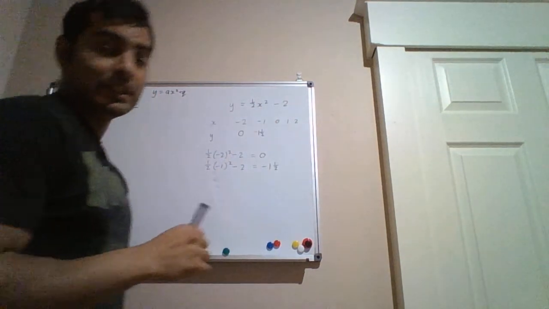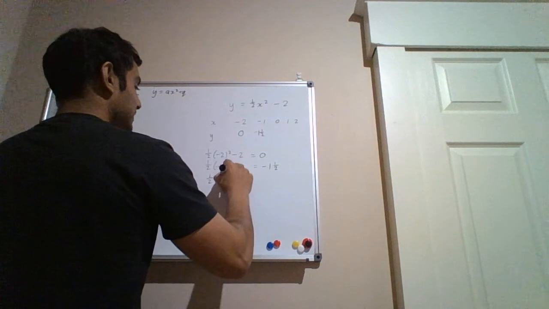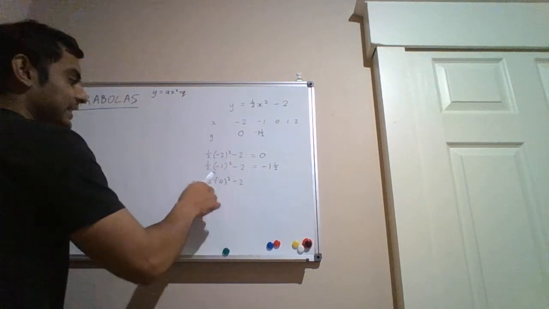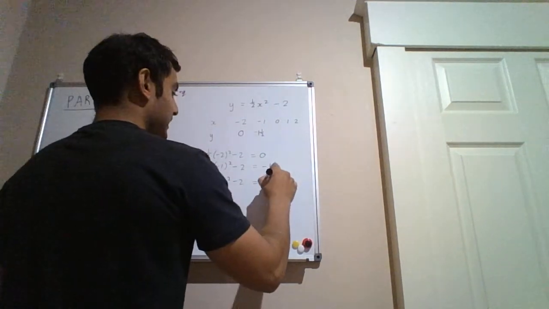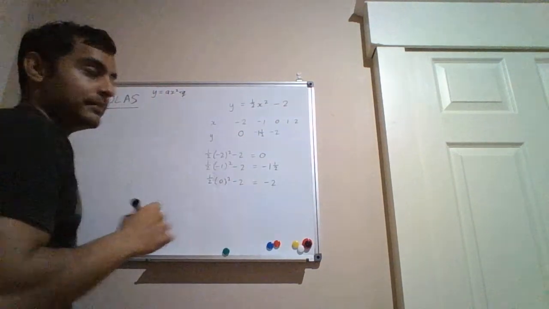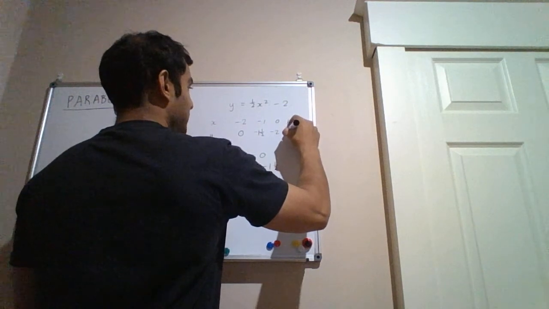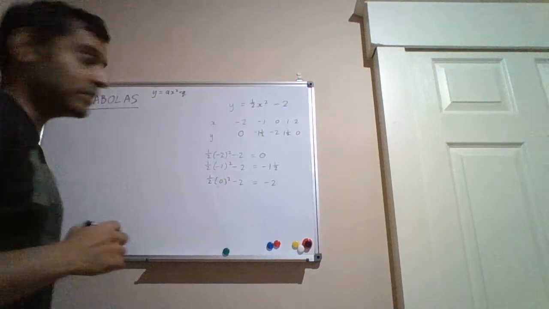If we substitute 0 into this equation, we'll get a half times 0 squared minus 2. 0 squared is 0, times a half is 0, minus 2. 0 minus 2 is minus 2. Then continuing in this way, the next point will be 1.5, and the next point will be 0.